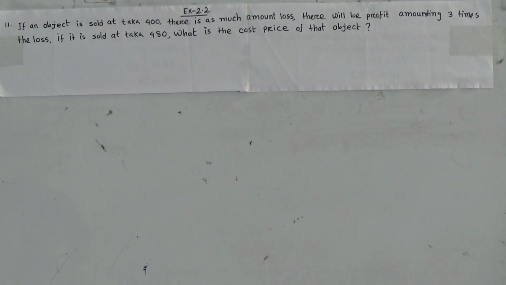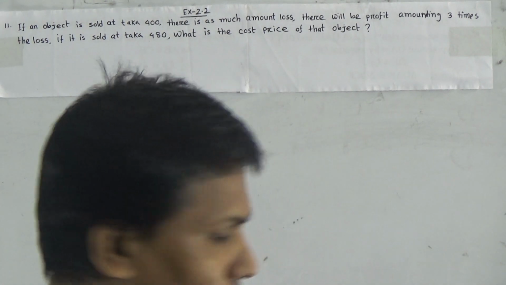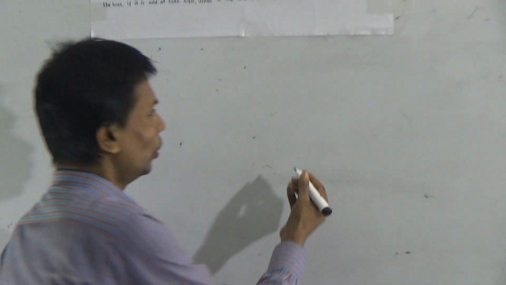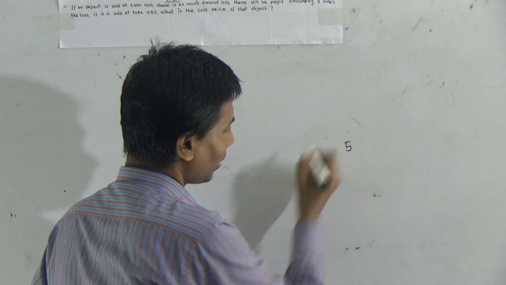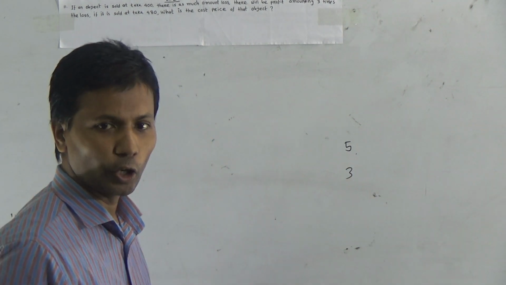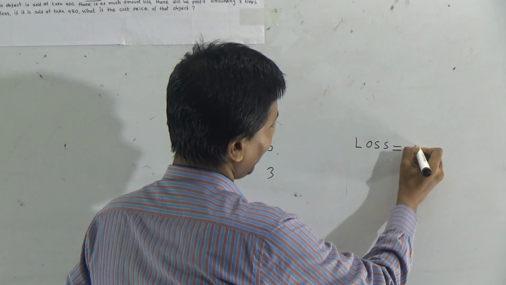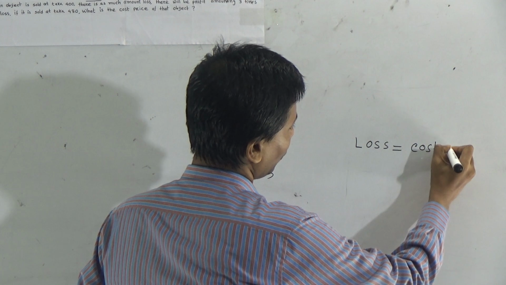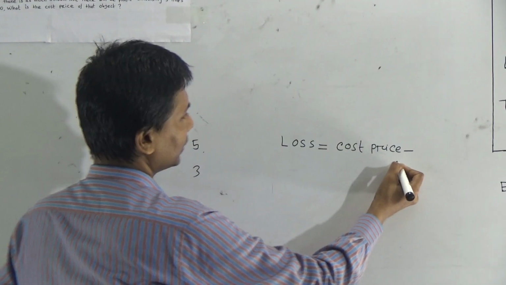Dear student, at first you have to know what is the formula of cost price and what is the formula of profit. Suppose you buy a pen for 5 taka and you sell this pen for 3 taka. Then this will be the loss. So, what is the formula of loss? Loss equals cost price minus selling price.